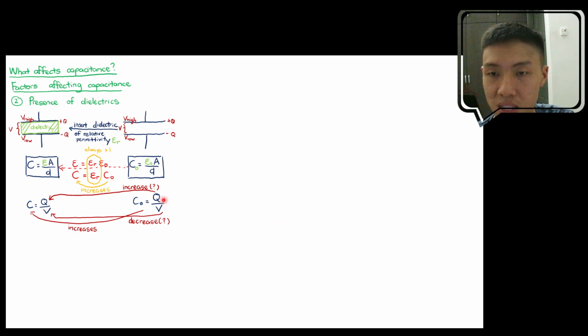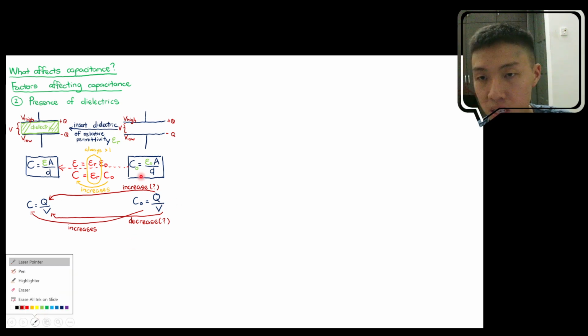We are not supposed to say that this Q increases and then becomes the same Q, or that this V decreases and becomes the same V. We should not use the same symbol for something that has changed, okay? So Q here should represent the charge stored when there is no dielectric, and Q here should represent the charge stored when there is a dielectric. We should differentiate them by having different symbols.